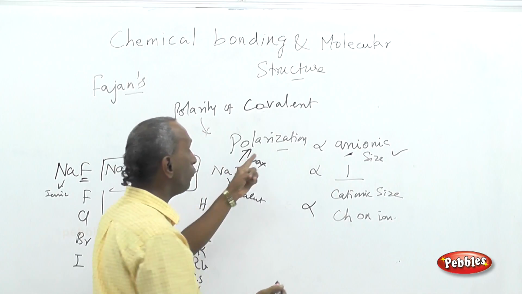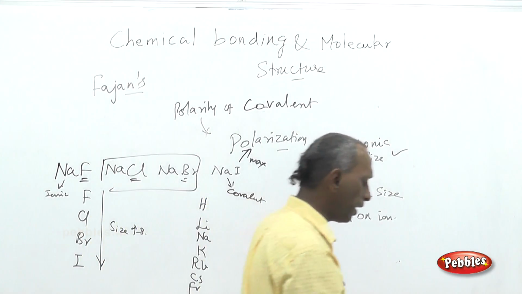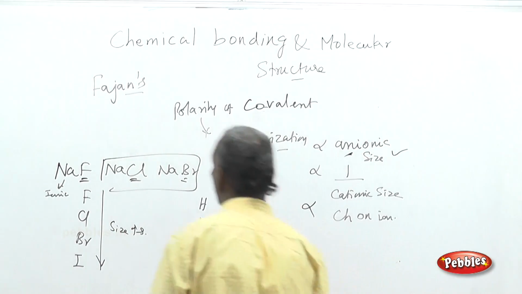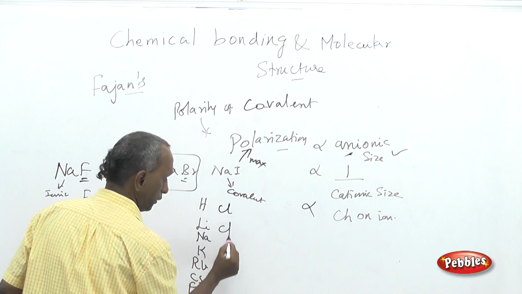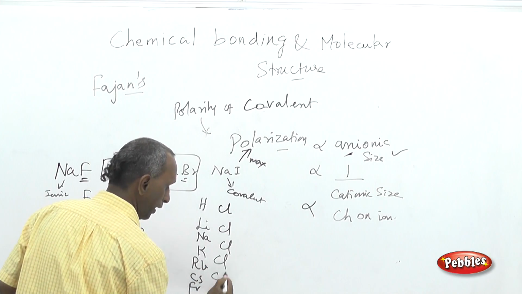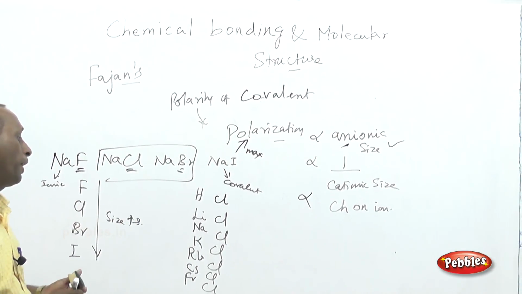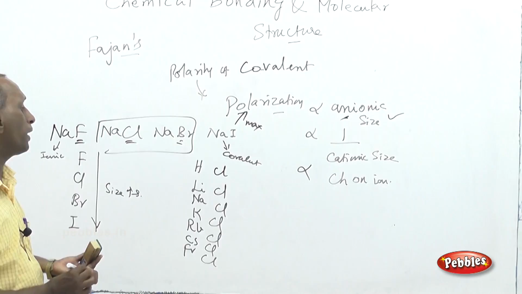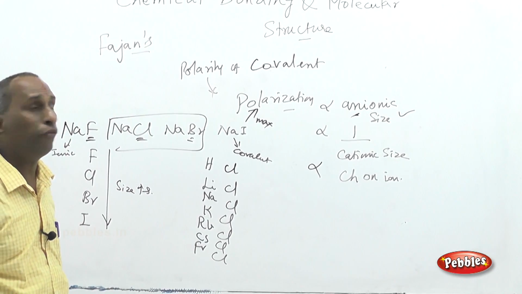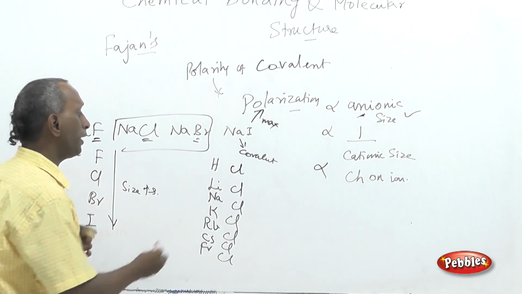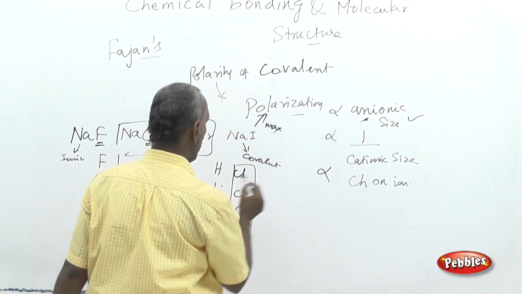Next is the comparison with respect to the cation. Polarization is inversely related to cationic size. Now let us compare, keeping the anion constant, different chlorides. Chloride is fixed: hydrogen chloride, lithium chloride, sodium chloride, potassium chloride, rubidium chloride, cesium chloride and francium chloride. So, in all cases, the anion is only chloride, fixed, but the cation varies.